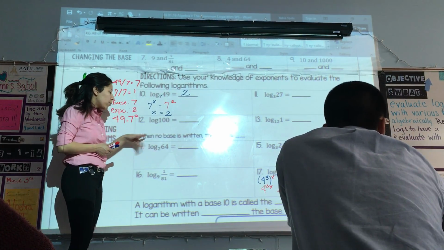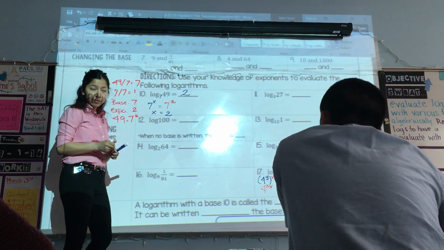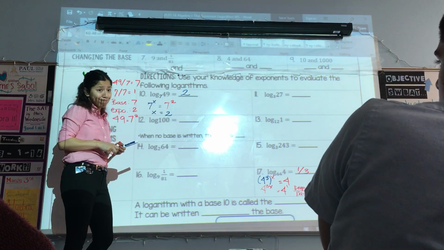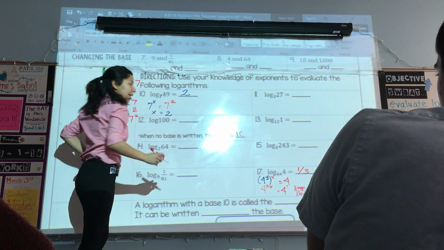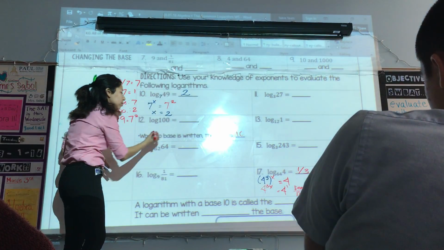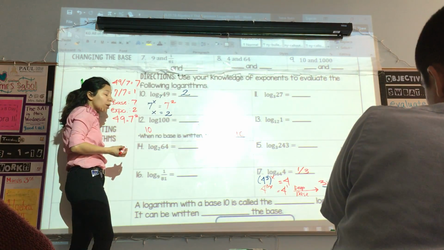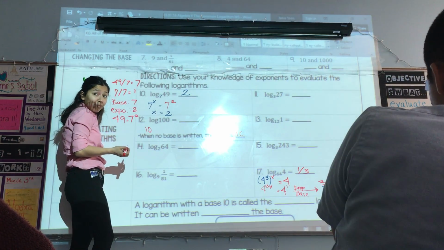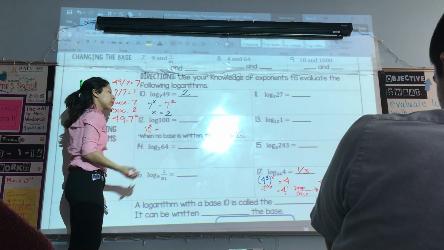Does anybody know when no base is written what your base is? We're talking about that today. It is 10, equals 2. All right, so we're going to have an inferred base of 10. What is our exponent? Thank you, Gloria. X. And what does it equal?